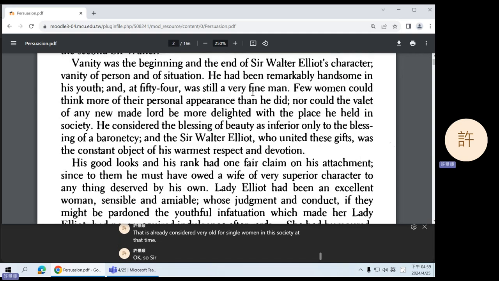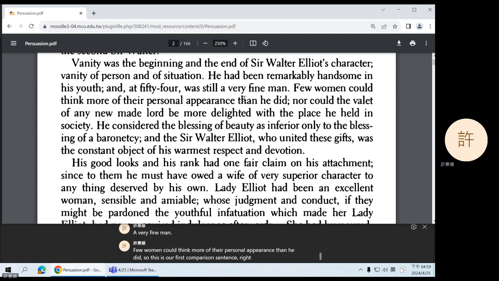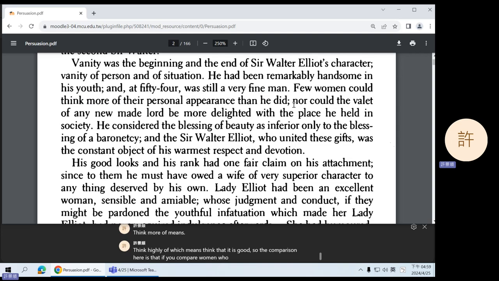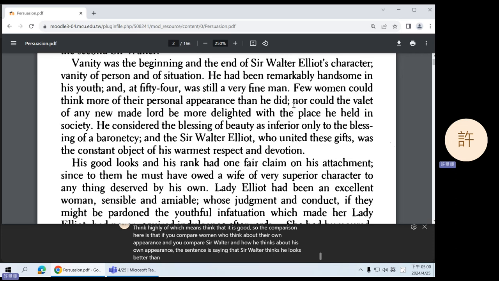Okay, so Sir Walter still looks okay, a very fine man. Few women could think more of their personal appearance than he did. So this is our first comparison sentence, right? Think more of means think highly of, which means think that it is good. So the comparison here is that if you compare women who think about their own appearance and you compare Sir Walter and how he thinks about his own appearance, the sentence is saying that Sir Walter thinks he looks better than most women think that they look.